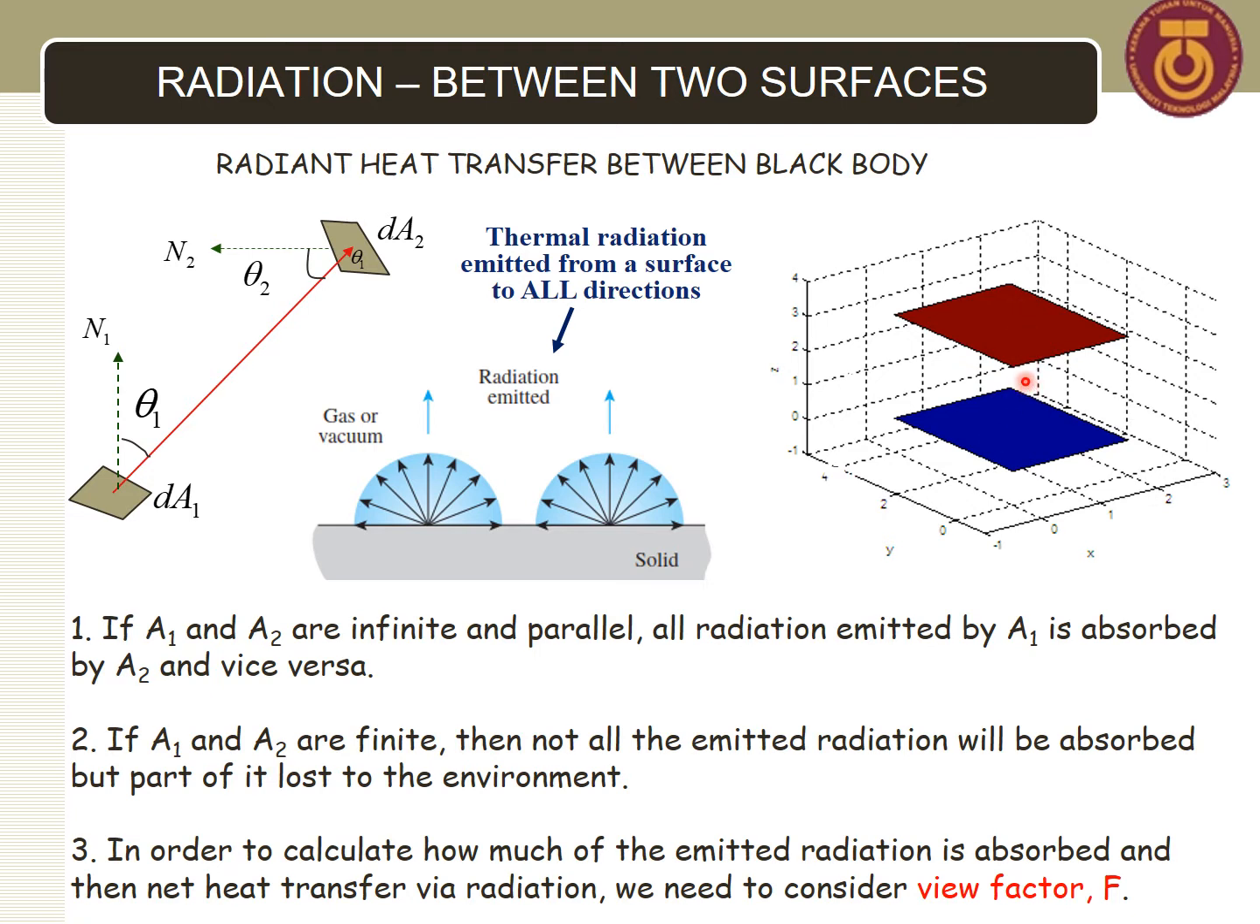Another example is the distance between the two surfaces. If the distance between surface 1 and surface 2 is closer, then more radiation emitted by surface 1 will fall on surface 2. That's why we need to learn about this concept of view factor F, so that we can calculate how much of the emitted radiation is absorbed, and then the net heat transfer through radiation.